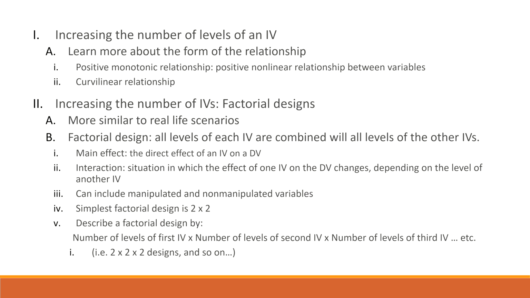This is a slide from before with an additional point at the ends. We describe a factorial design by the number of levels of the first independent variable, then the x symbol, then the number of levels of the second independent variable, third, and so on. So this can become more complicated with the number of groups you have.